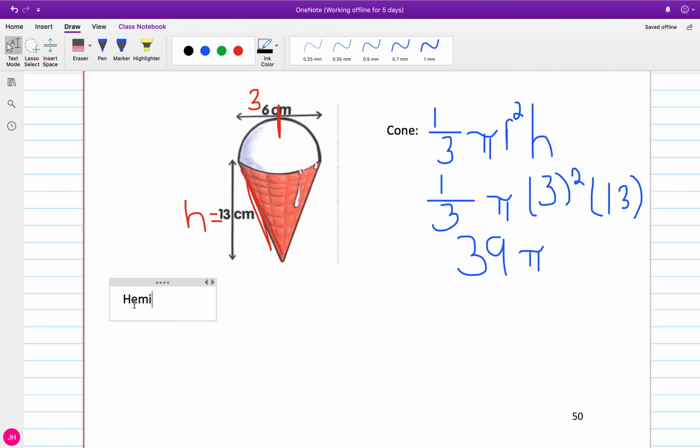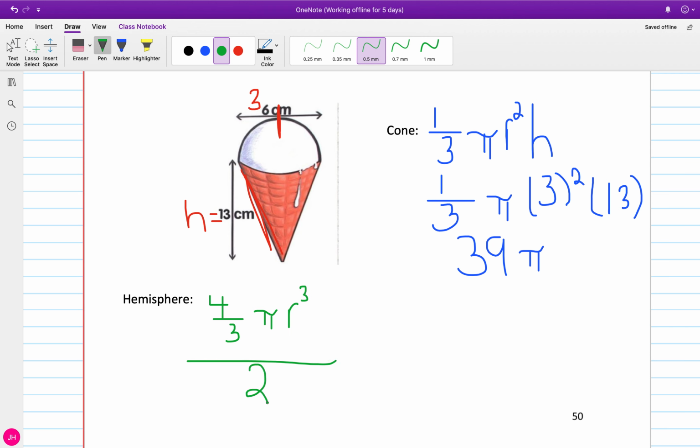Then I'm going to do the hemisphere. We'll change colors for it. So a sphere is 4/3 pi r cubed, and then because it's a hemisphere, I have to divide whatever answer I get by 2. Again, some people leave it like this. Some people write it as 4/6 pi r cubed. Some people write it as 2/3 pi r cubed. Doesn't really matter to me how you handle it. Just somehow you have to think about how you want to deal with that hemisphere formula.